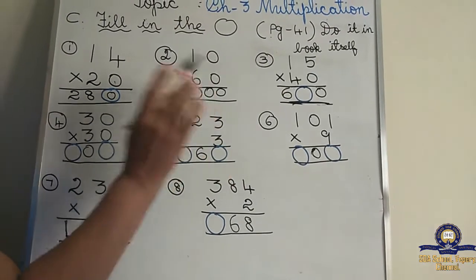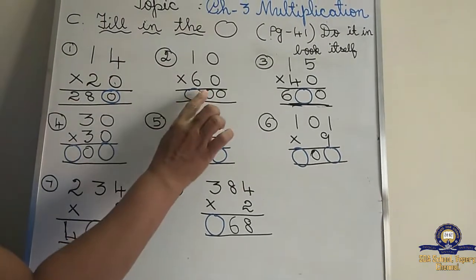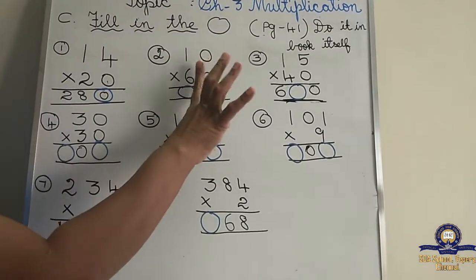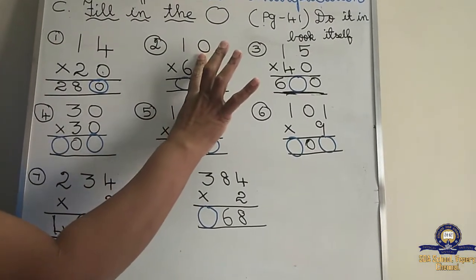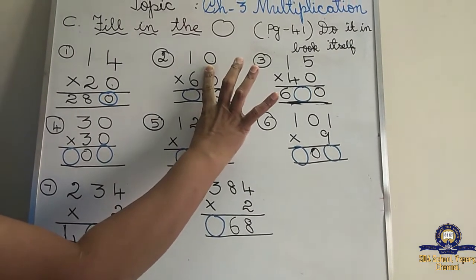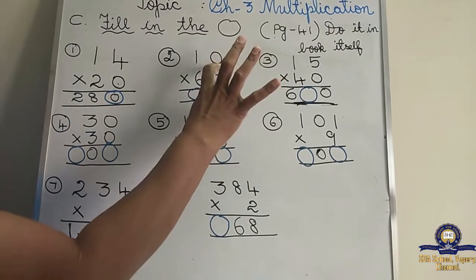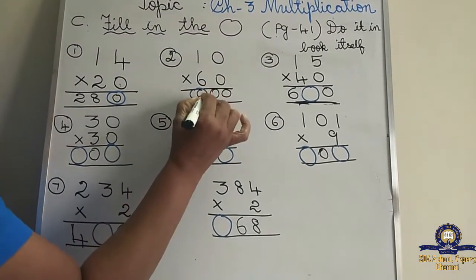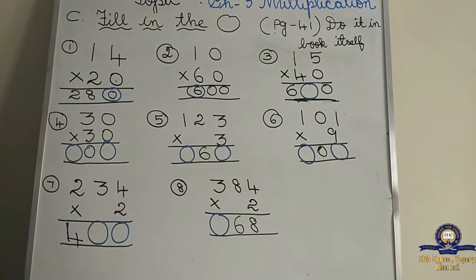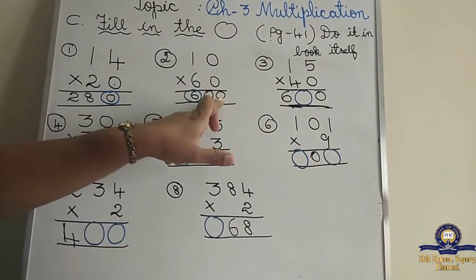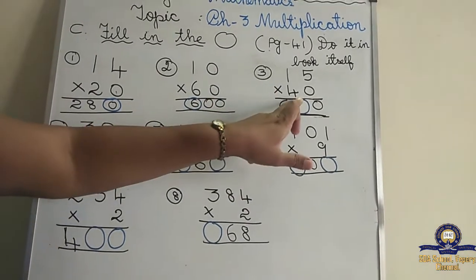Understood, children? Now how you have to find out: you have to cover this 0. So if you cover this 0, 10 6s are what will come, children? 10 6s are 60. You can bring down this 0 here. So what's the answer? 600. Understood, children? 10 6s are 60 and you have to bring down this 0 here.